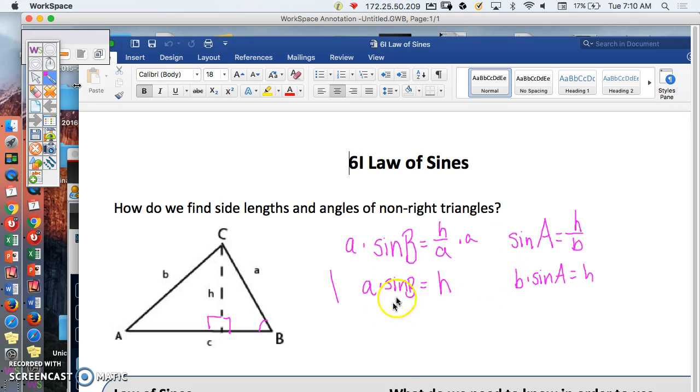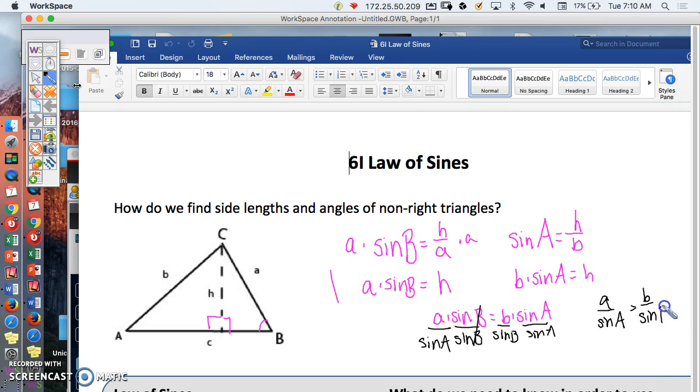So I have two expressions in terms of height, so I can set those equal to each other. So a times the sine of b equals b times the sine of a. And now what I can do is divide this side by the sine of b. Well, if I divide this side by the sine of a, this side by the sine of a, I end up with a over the sine of a equals b over the sine of b. And this is what's known as the law of sines.